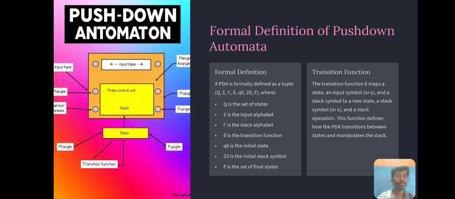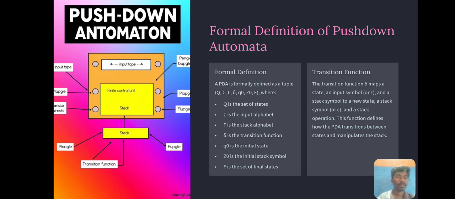The formal definition of pushdown automata. A PDA is formally defined as a tuple. First, Q is a set of states, and sigma is the input alphabet, gamma the stack alphabet, and delta the transition function. Q naught is the initial state, Z naught is the initial stack symbol, F is a set of final states.